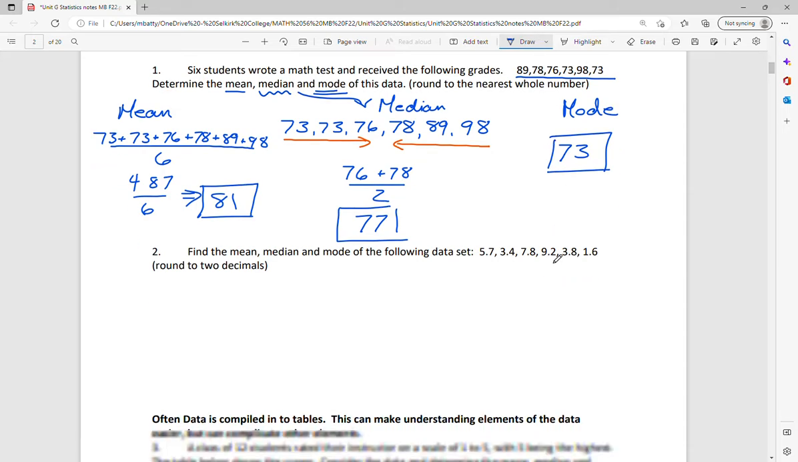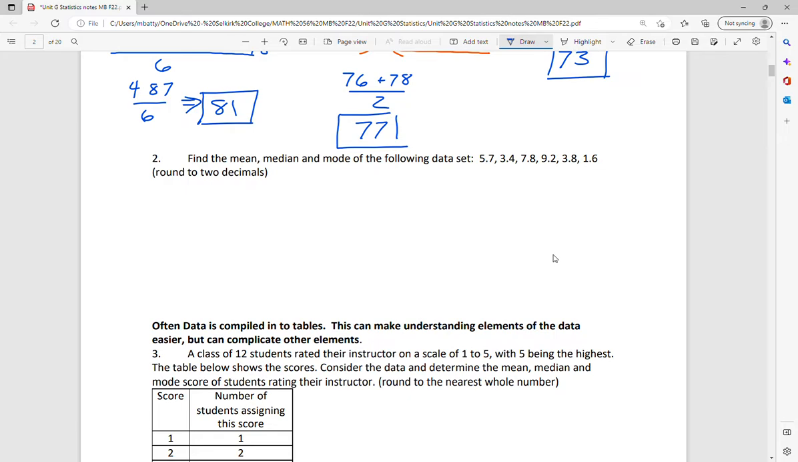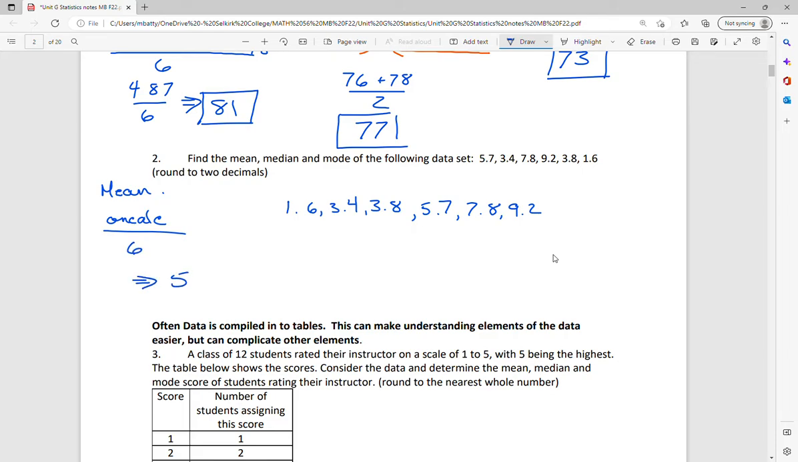The next one I go about in the same way. I arrange from smallest to biggest. You don't have to do it this way, but it is the way I do it. 3.4, 3.8, 5.7, 7.8, and 9.2. So in this one, I start with the mean. I add all those up. I did it on the calculator because they're already written out here. And then I divide by 6. On my calculator, I got a mean of 5.25. This one says round to 2 decimals.